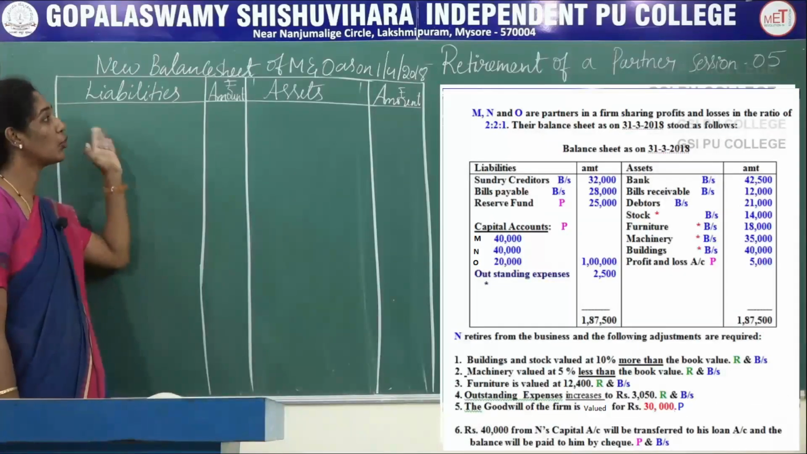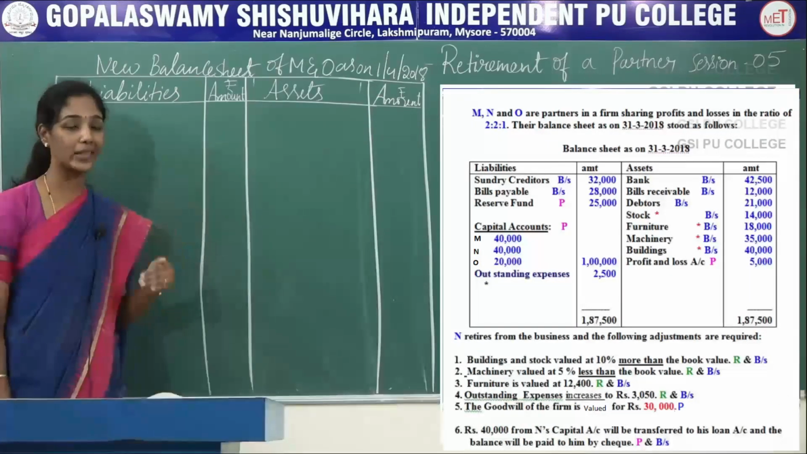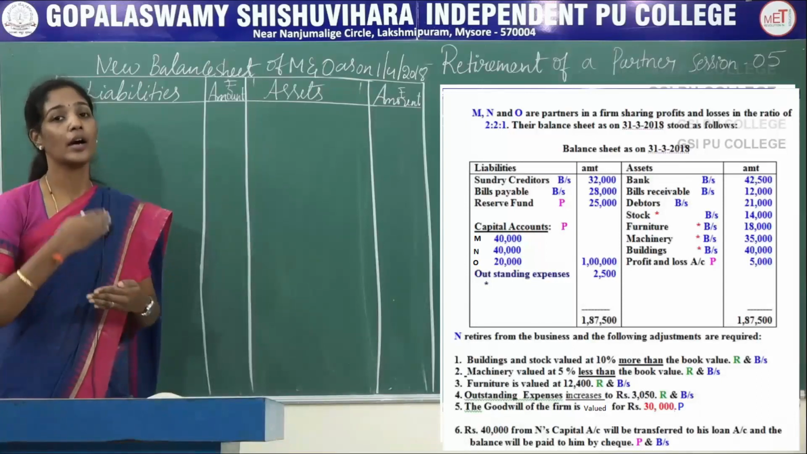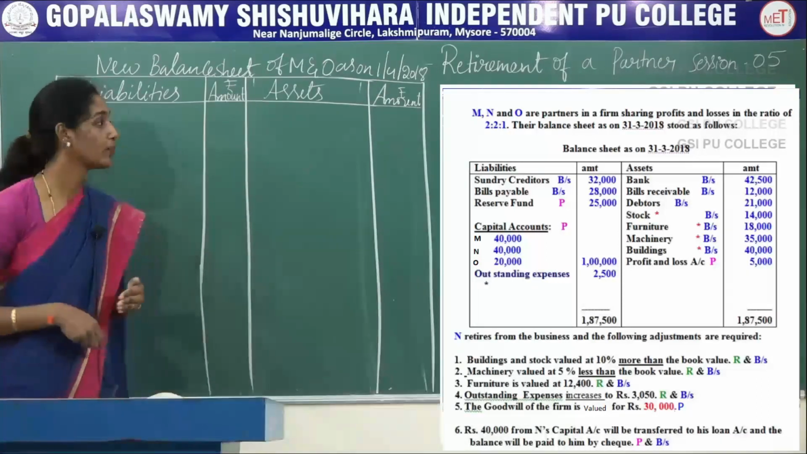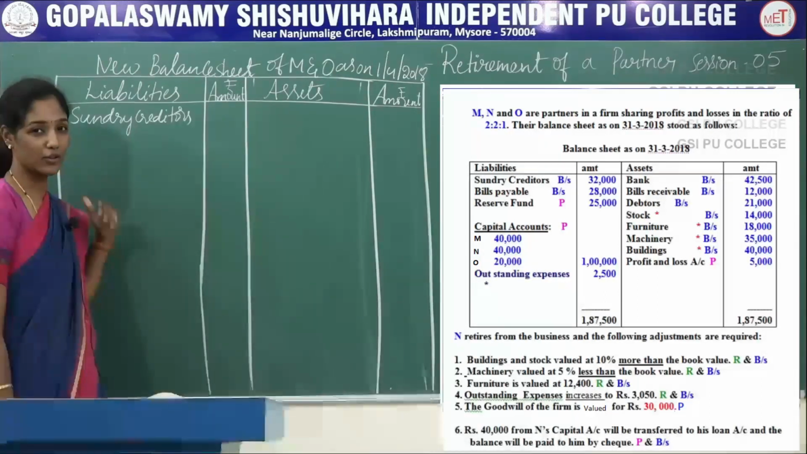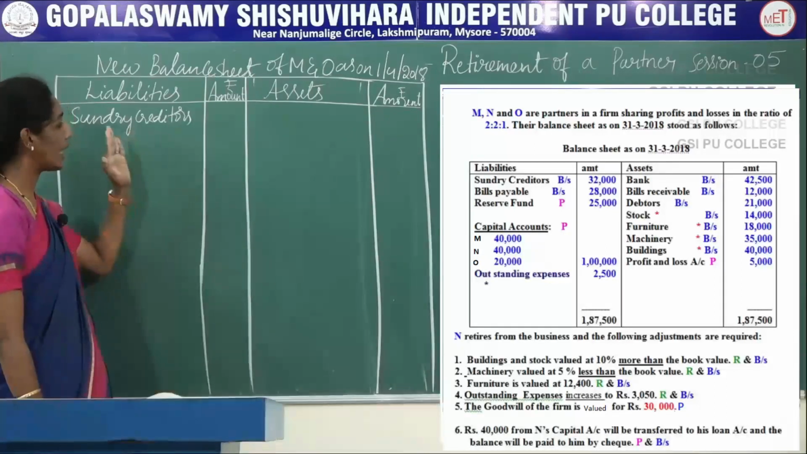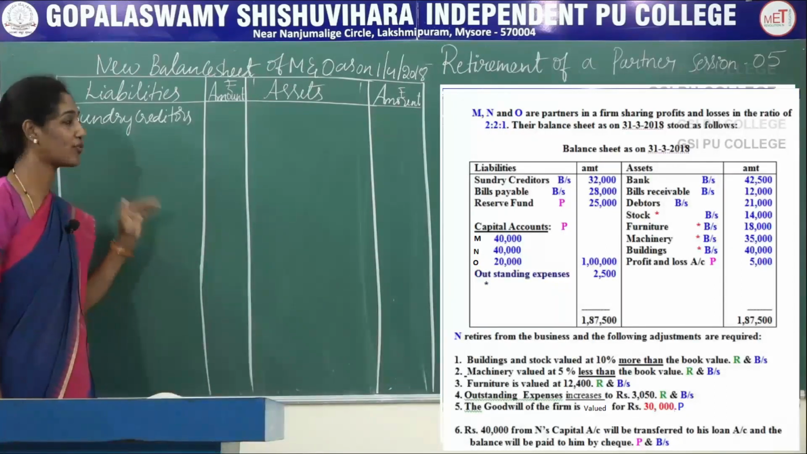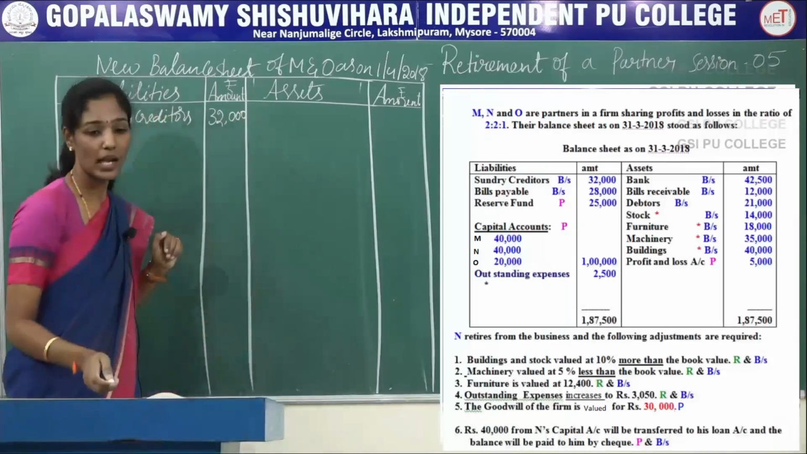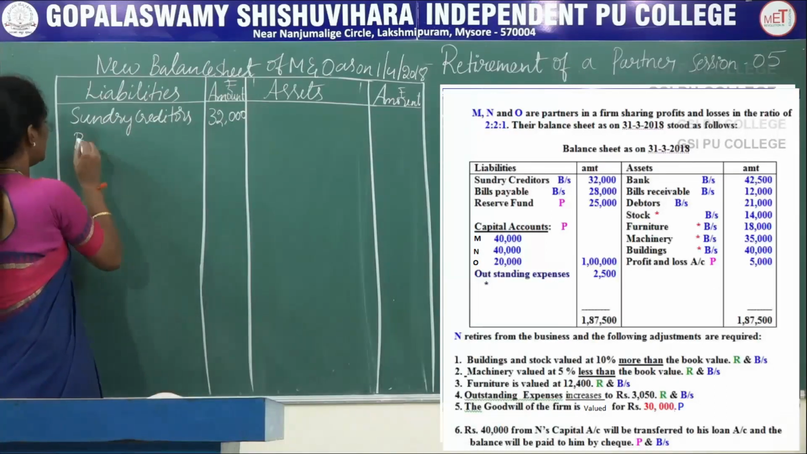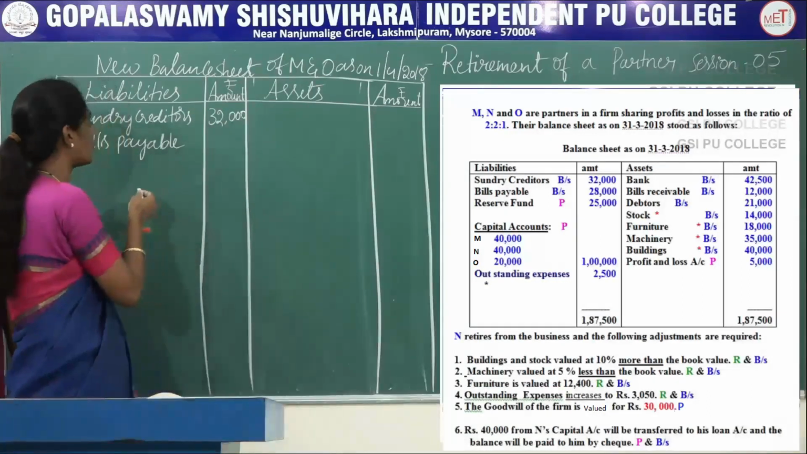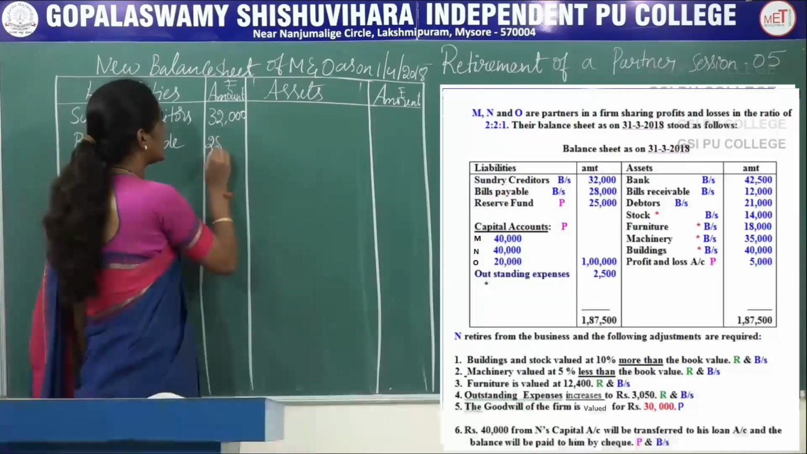As usual, while preparing the new balance sheet of M and O, you should take the old balance sheet as the base. While preparing the new balance sheet, take the old balance sheet as the base and keep preparing. So on the liabilities side, the first item is sundry creditors. Here there is no adjustment for sundry creditors. You can directly record the same balance of sundry creditors which is given in your old balance sheet, that is rupees 32,000. The next item is bills payable, and here also there is no adjustment. You can directly write the old balance of bills payable, rupees 28,000.